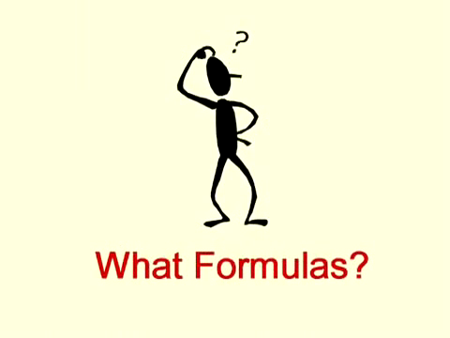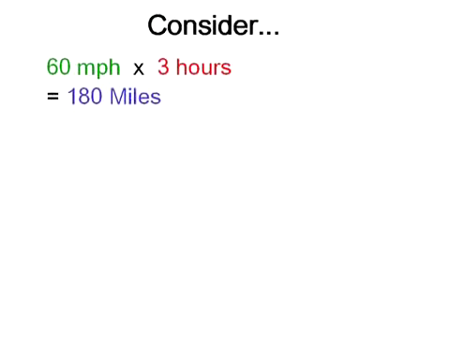Oh, I guess I have to tell you those formulas. I bet you already know them though. Consider if you drove 60 miles an hour, that's a rate, for 3 hours, wouldn't you have gone 180 miles? I think you already know that distance equals rate, or speed, times time.